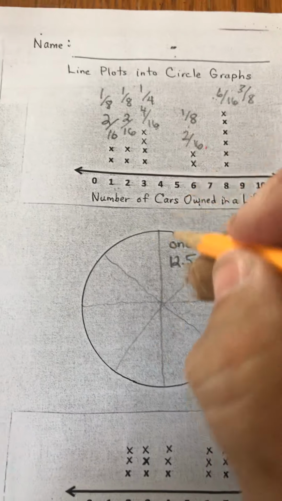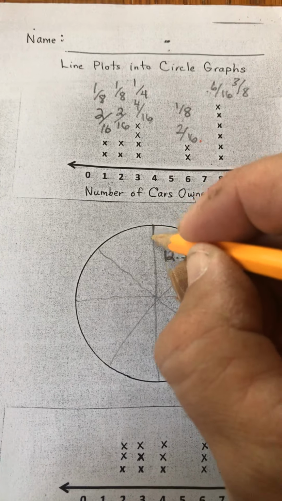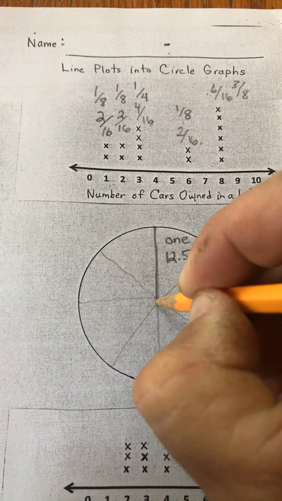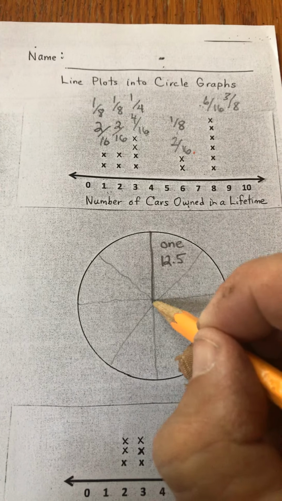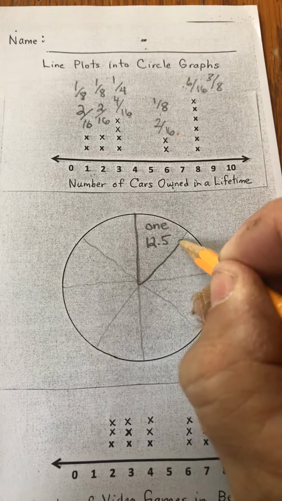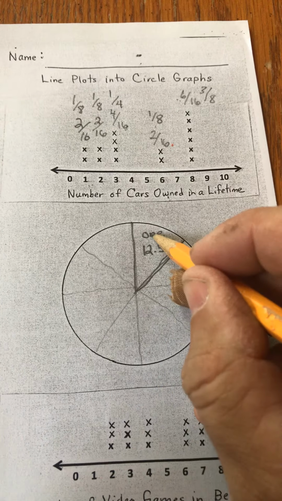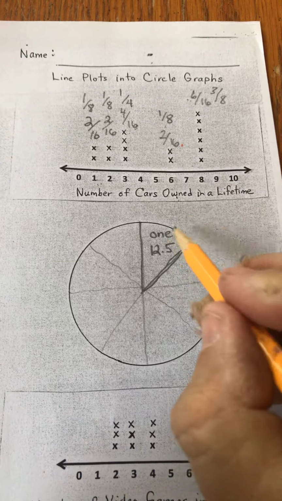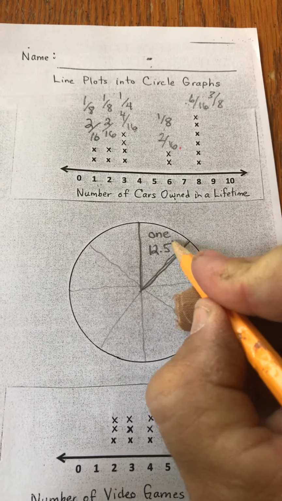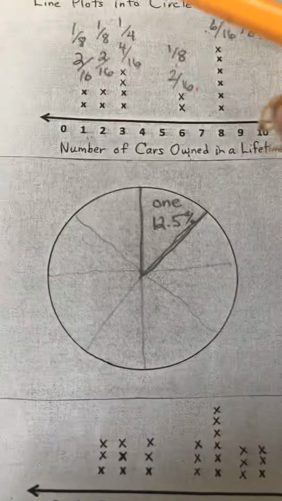So I'm going to start with this part of the wedge. I'm going to make this guy a little darker, take it to the center point. Going to make this other side of that wedge a little darker. Okay, so 1 car in your lifetime, that was 12.5% of the people. Let's go to the next one.